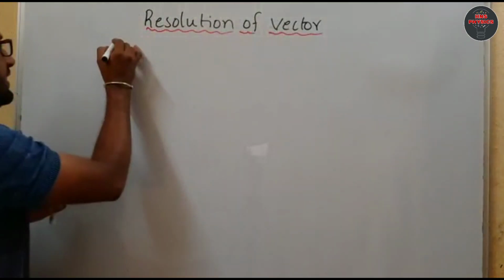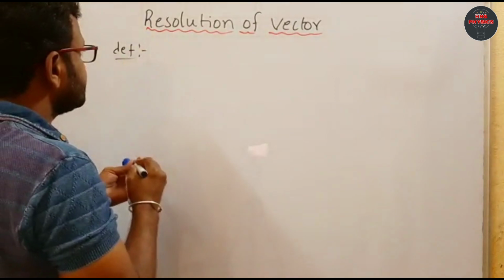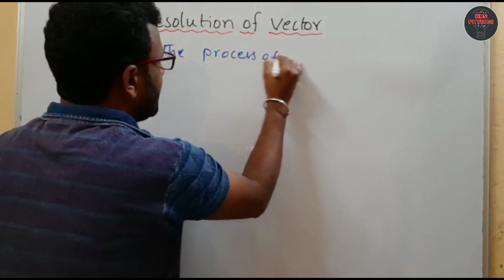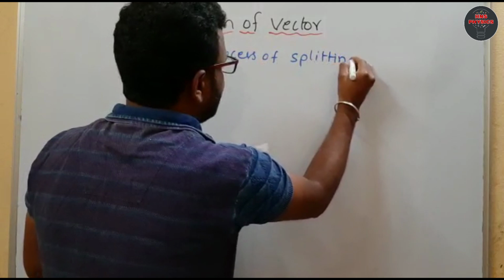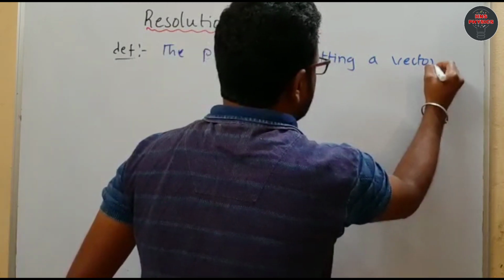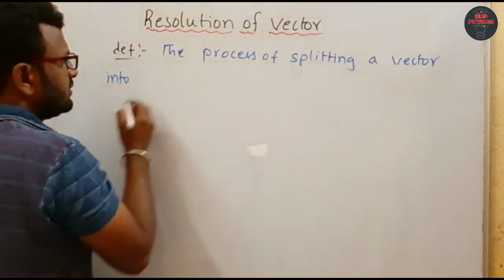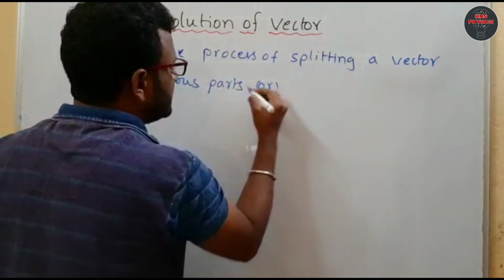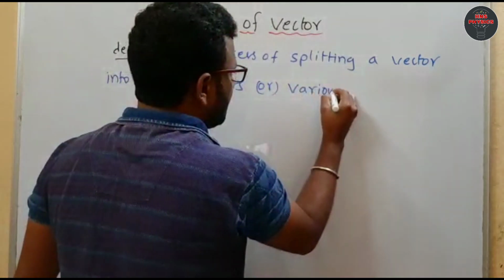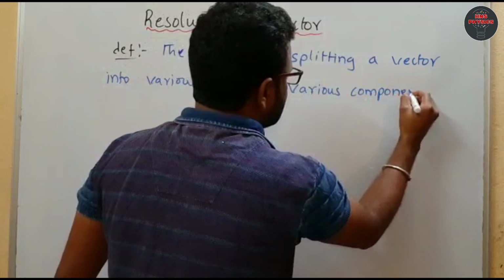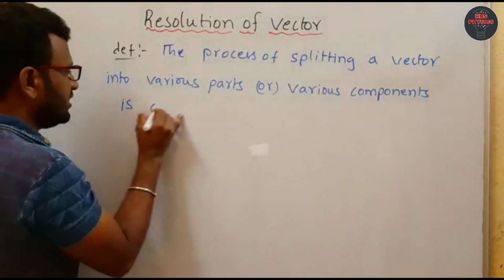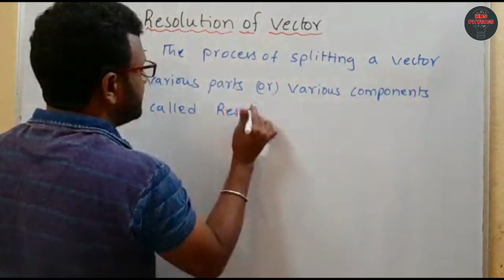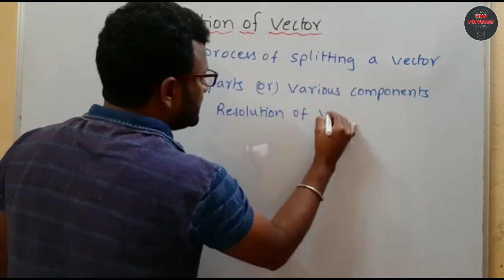So first let's see my definition. The process of splitting a vector into various parts or various components is called resolution of vector, right? So this is the definition.